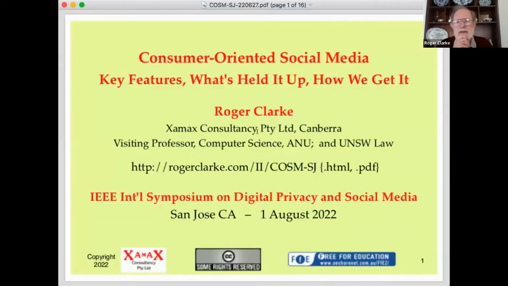You don't need my face any longer than is actually essential here. So what I'm going to do is to have a look at social media, and in particular what I've called for years consumer-oriented social media, privacy-friendly social media, if you like, in the context of what's been inadequate about the PETs revolution for the last 20 or 30 years.